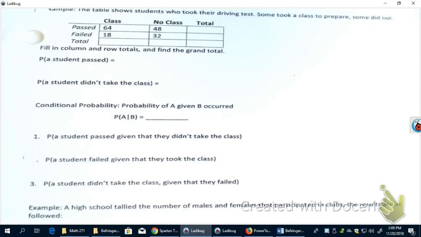Okay, number 3 says, find the probability a student didn't take the class given that they failed. Okay, so I'm only looking at the failing. So this time we're looking at rows. I'm not looking at that, and I'm not looking at that. I'm only looking at that middle row. Okay? Then I start with the given that, look at whatever I'm looking at, and it says probability a student didn't take the class. So how many didn't take the class? And how many total are there? 50. Because you're only looking at that one row. Got it?